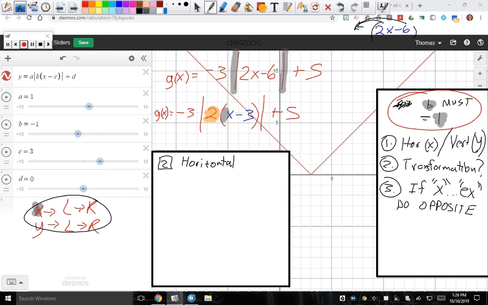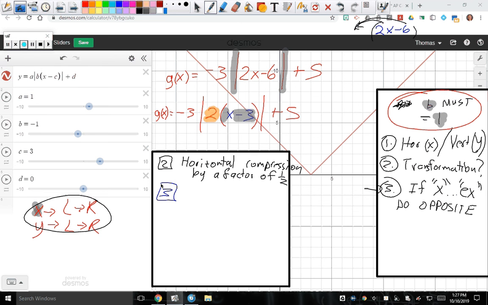It looks like a stretch right now, but Rule 3 says if it's with the x, we're going to interpret the opposite. So it's not a stretch by 2. It's going to be a compression by what? 1/2. By a factor of 1/2. Nice work. Nice work. What's the next number that I'm about to do? The 3. This 3 right here.